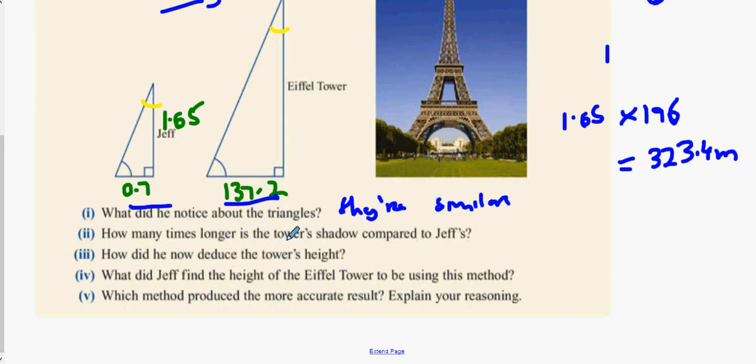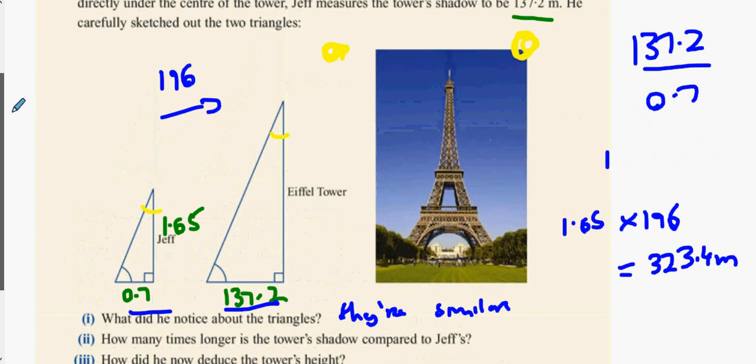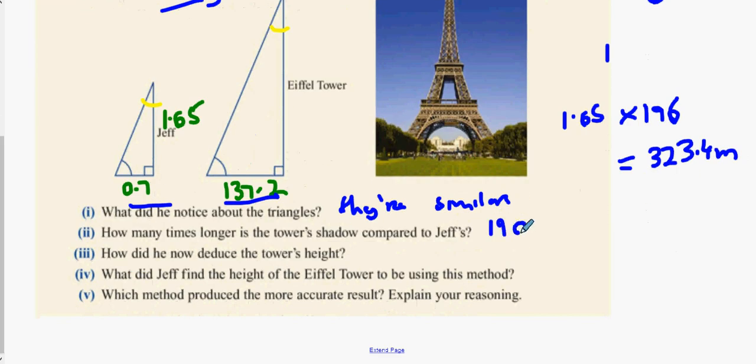How many times longer is the tower shadow compared to Jeff's? We found that out, didn't we? It was 190. How did Jeff deduce the tower's height? By multiplying his height by 196 meters.